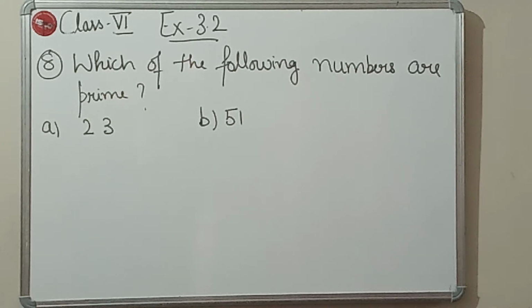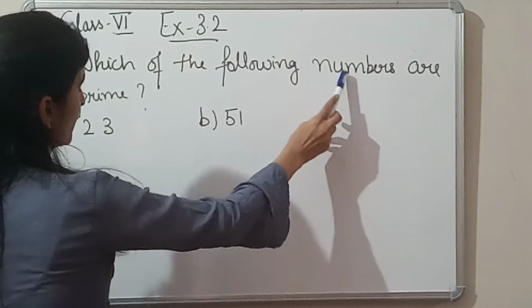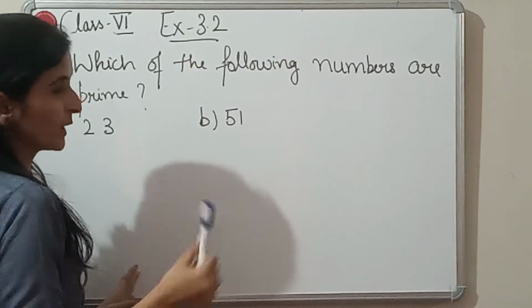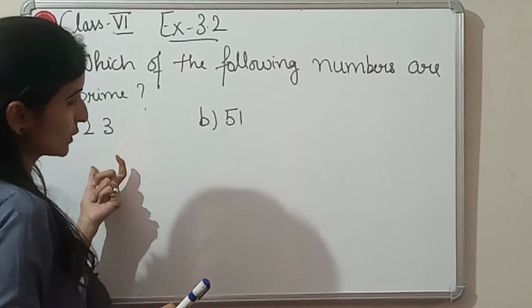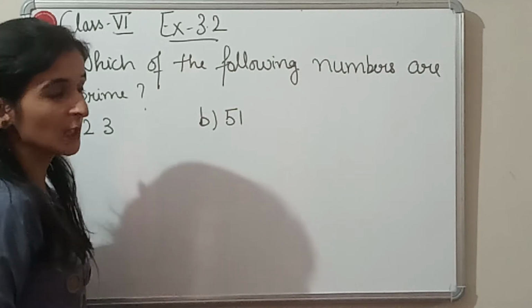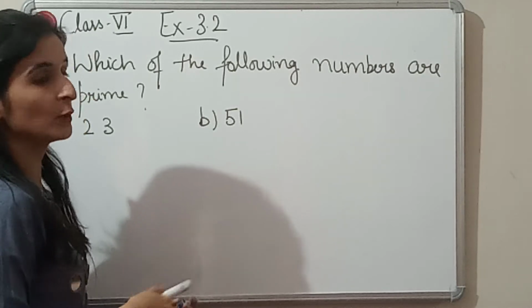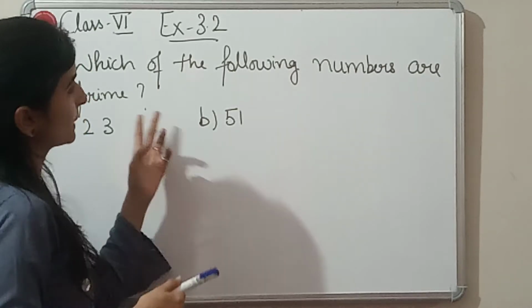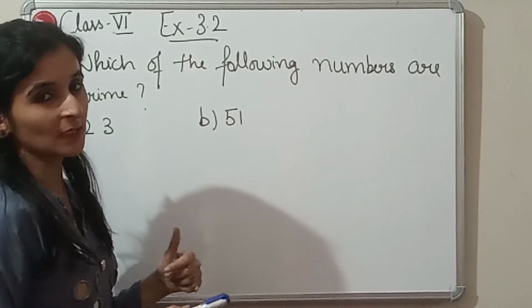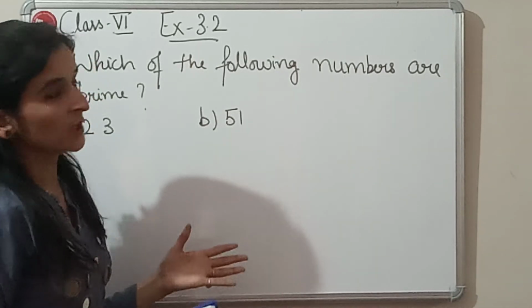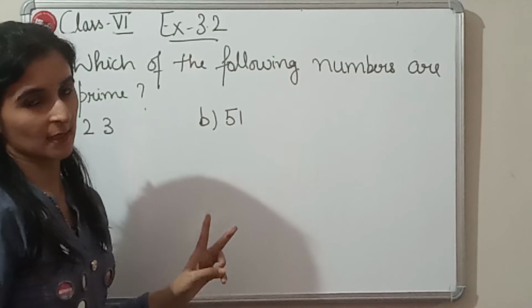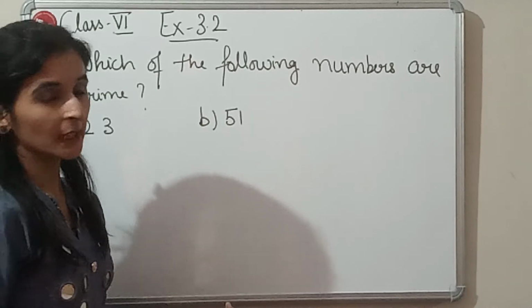Now the next question is question number 8. Which of the following numbers are prime? Now we have given the numbers and we have to check which of these numbers are prime numbers. So first of all, you must know what is the definition of prime numbers. Prime numbers are the numbers which have only 2 factors, that is 1 and the number itself.